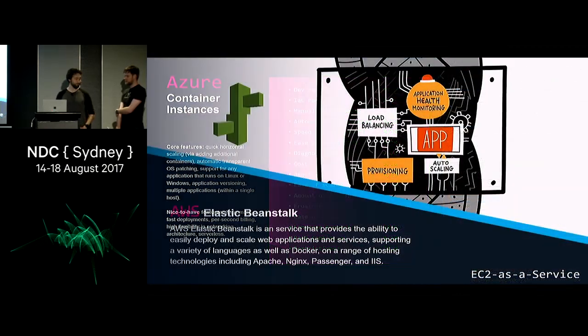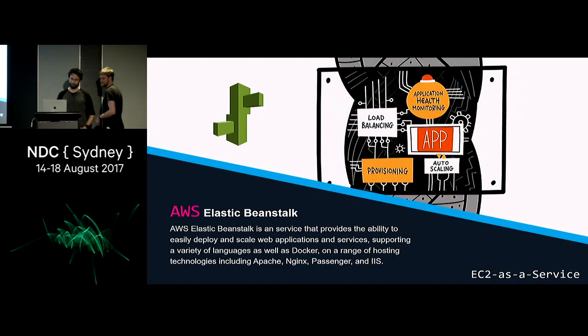Cool. On to my favorite PaaS service. We had to have an AWS one in here. So yeah, look, Elastic Beanstalk is sort of a PaaS v1, right? So very thin abstraction over VMs. There is some cool stuff in there around auto scaling and application health monitoring and stuff like that.